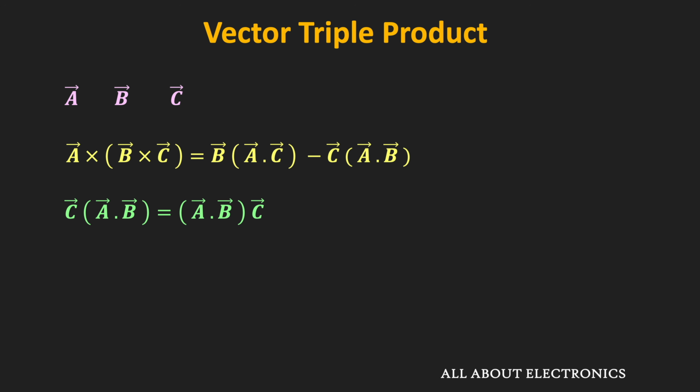But here, just keep in mind that this a dot b times c is not the same as a times b dot c, because in the first case, we are taking the dot product of a and b, while in the second case, we are taking the dot product of b and c. So that is why these two are not the same. It will get more clear to you when we take a few examples related to it in the next video.